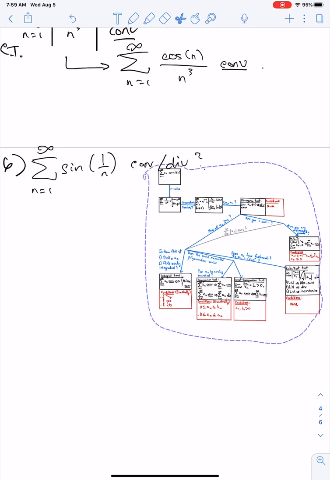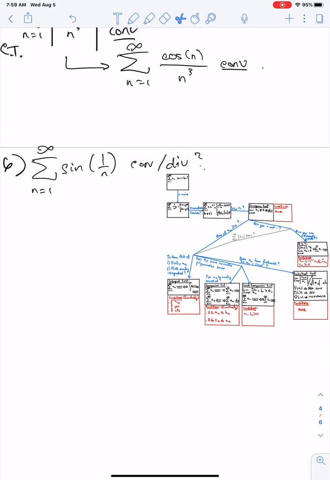So look at the options here. Is this a p series? No chance, we have the sine outside there. Geometric series, no chance. Divergence test, well, as n approaches infinity, 1 over n is going to be equal to 0. Sine of 0 is going to be 0, so not going to be useful.